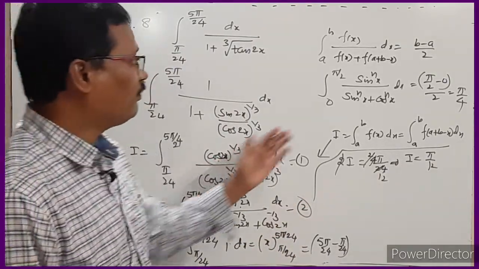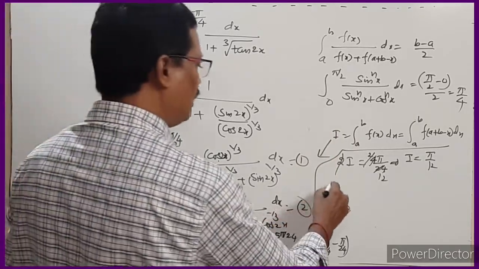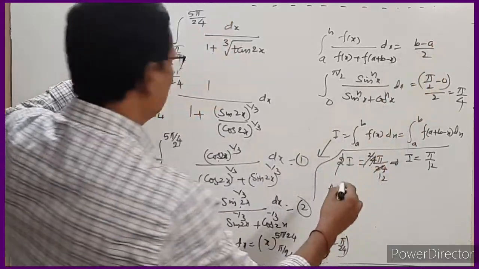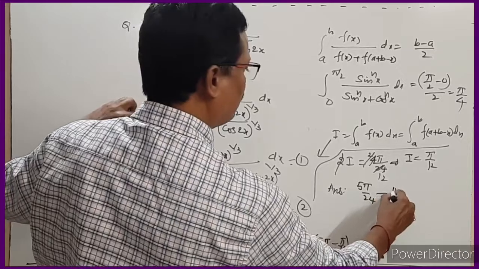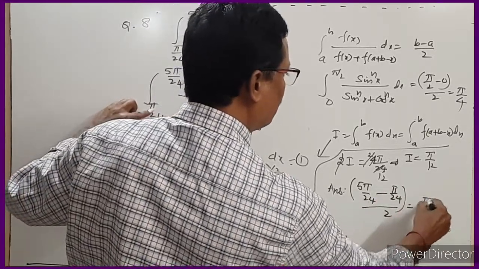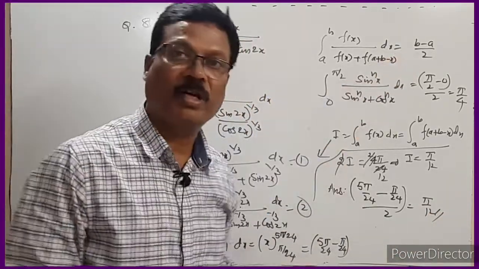Since this formula is applicable directly, we can say the answer is (b minus a) by 2. That is, 5 pi by 24 minus pi by 24, divided by 2, which we can also write as pi by 12. Okay, we can apply this formula in this case.